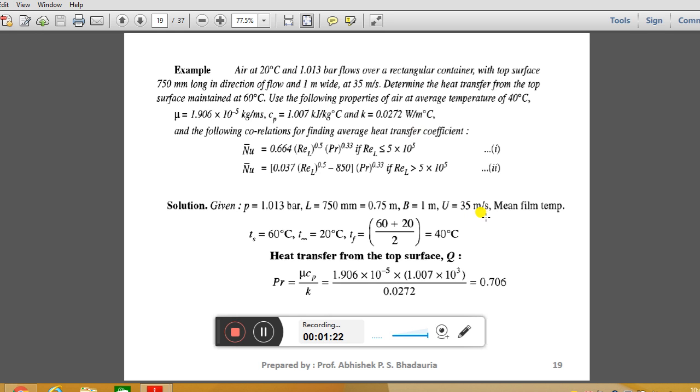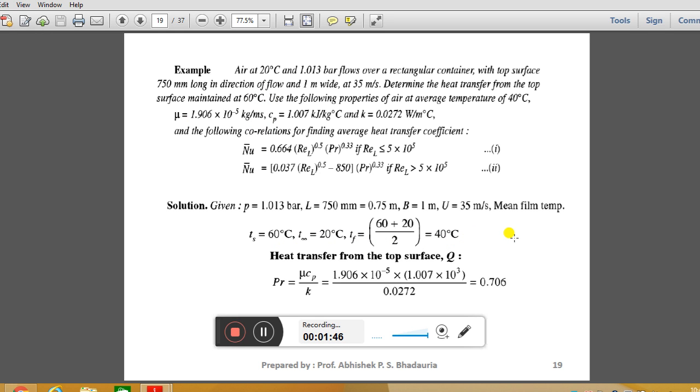So what is mean film temperature? Mean film temperature is the average of surface temperature and the ambient temperature. So surface temperature is 60 degrees centigrade, and the ambient temperature is 20 degrees centigrade. So we can find mean film temperature. So mean film temperature is 40 degrees centigrade.